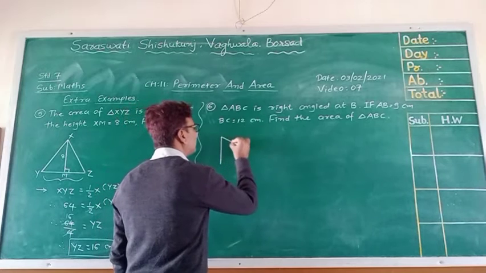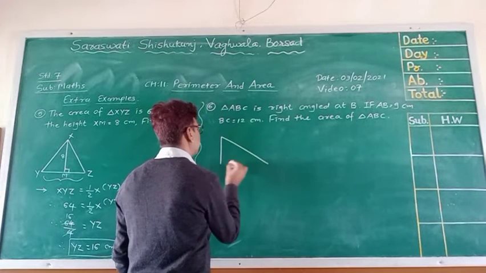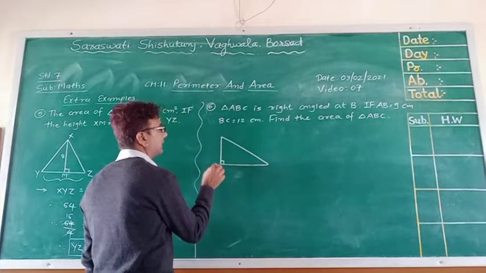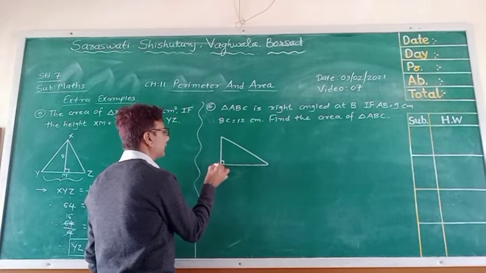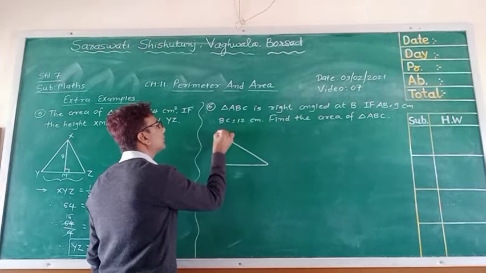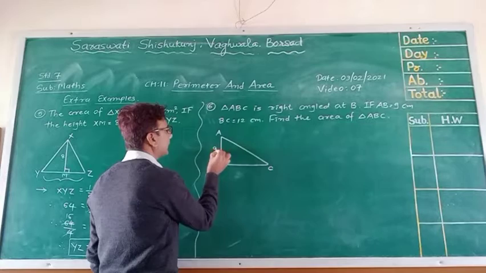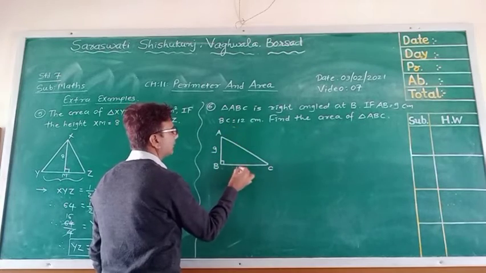Right triangle means one is a standing line and the second is a sitting line. This here means right triangle. B is the right angle, so we have to write B here. So we can write A, B, C. AB is 9 cm, BC is 12 cm.